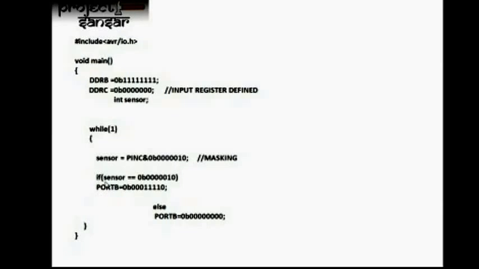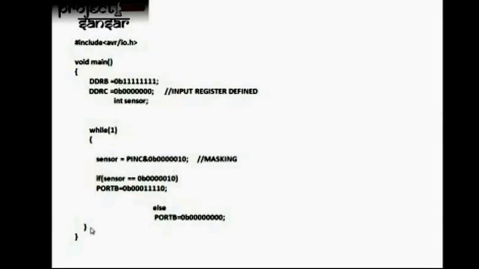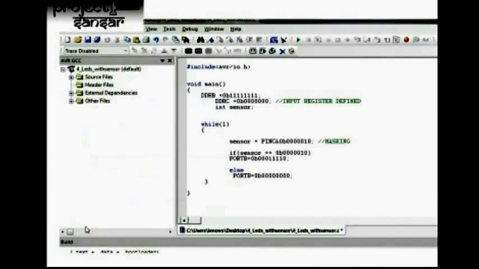Now we have the if statement. If sensor is equal to this, which is if port C pin number 1 is on, I want my 4 LEDs which are in port B to turn on. That would be 0B00001111, else I want port B to be off, which is 0B followed by the 8 zeros, and then I have the brackets closed.